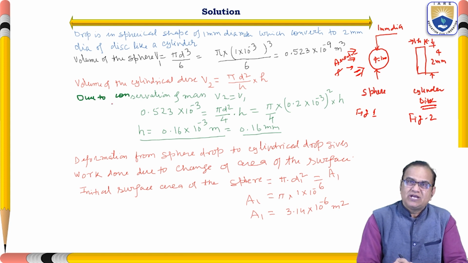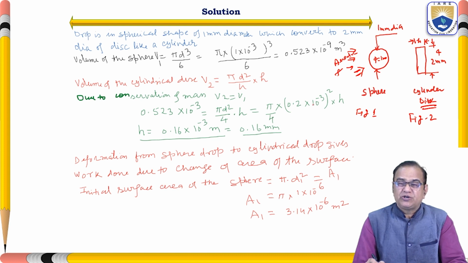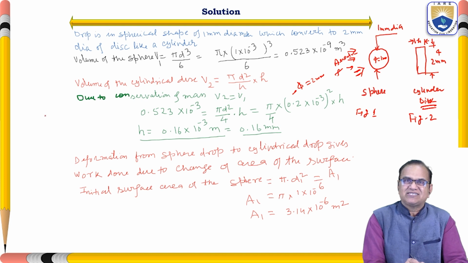So now due to the conservation of mass, we know that V1 is equal to V2. So V2 is equal to 0.523 × 10^-9 meter cube, which is equal to pi by 4 into d squared into h. The diameter is given as 2 millimeter, which is 0.2 × 10^-3 squared, into h. So h is equal to how much?